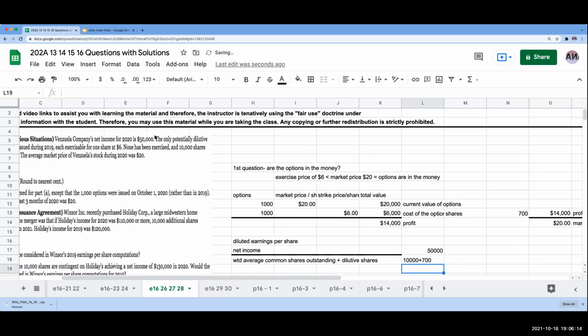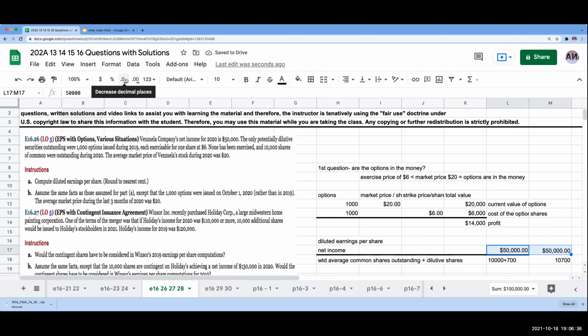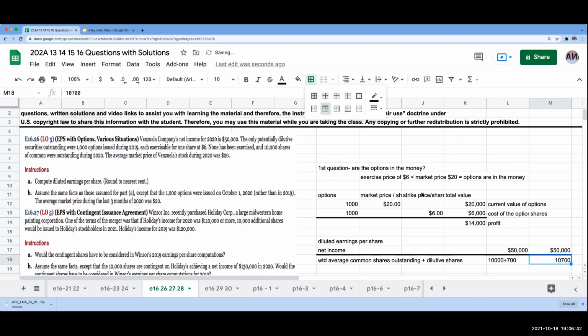So over here, I'm going to be dividing this 50,000 by 10,700. So my fully diluted earnings per share for this particular example is going to be $4.67. So that is my first part over here, which is part A, compute diluted earnings per share. Okay, let's go to this next one.